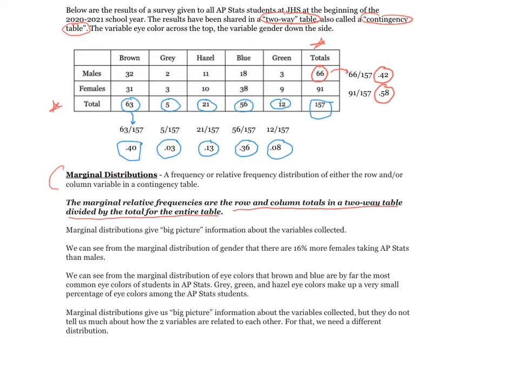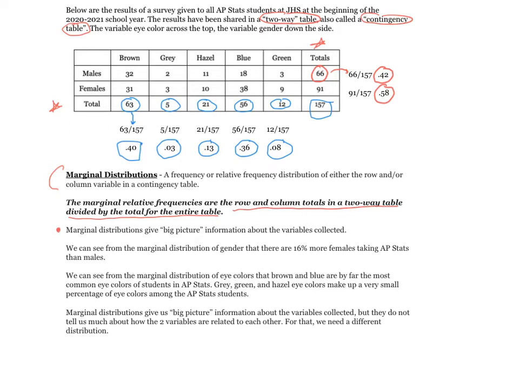Okay, so back to the notes. It says marginal distributions give big picture information about the variables collected. So you can see now that there's a much higher percentage of females in AP Stats than there are males. That's very interesting. And you can see that brown and blue eyes dominate the eye colors.